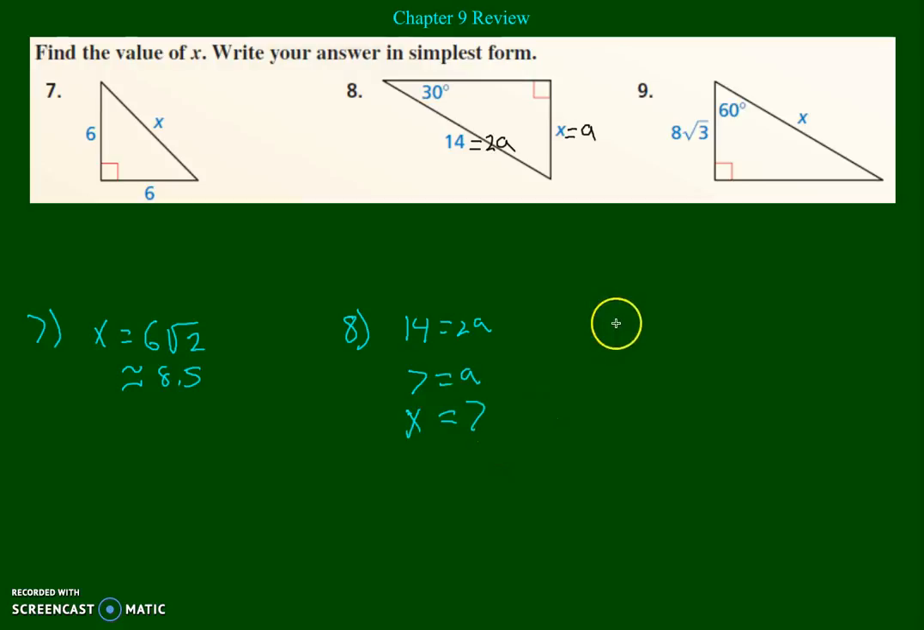So let's move on to problem 9. Here we have a 60-degree angle. This is the 30-degree angle. So we know the side opposite the 30-degree angle is A. The hypotenuse is 2A. Since A equals 8 square roots of 3, 2A is 16 square roots of 3, and x equals 2A, so x equals 16 square roots of 3. Alright, let's move on to the next problem.